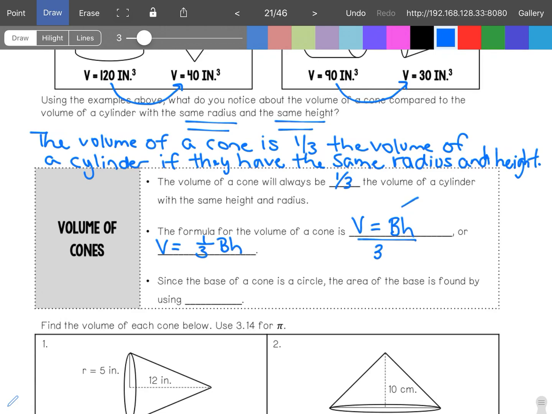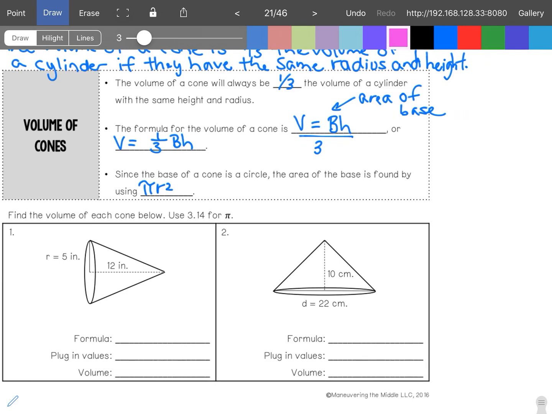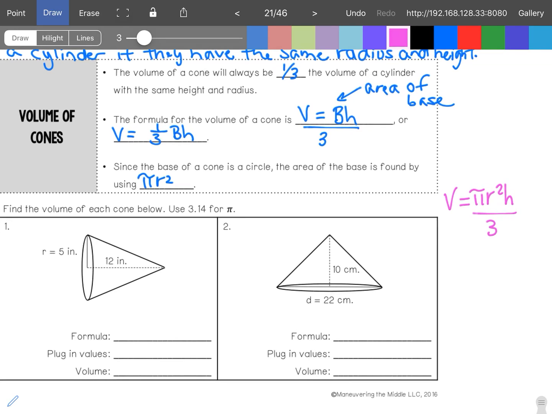Now, the capital B stands for, oh, that's the next part, sorry. Since the base of a cone is a circle, the area of the base is found by using pi r squared. So this capital B is the area of the base, which is the pi r squared. So instead of having the capital B in there, we're going to use the formula volume equals pi r squared H divided by 3. Let's go ahead and practice number 1.